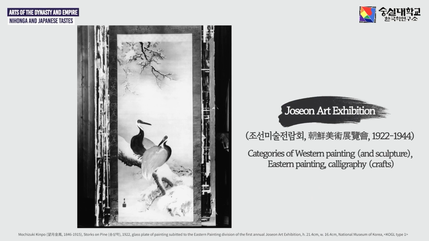The Choson Art Exhibition, established by the Japanese government in 1922, was a significant platform for promoting Nihonga-influenced art in Korea. This annual exhibition featured a section dedicated to Oriental-style paintings, or Eastern-style paintings, which included works in the Nihonga style. Artists whose works were accepted and featured in this exhibition gained recognition and established themselves as professional artists in Korea.